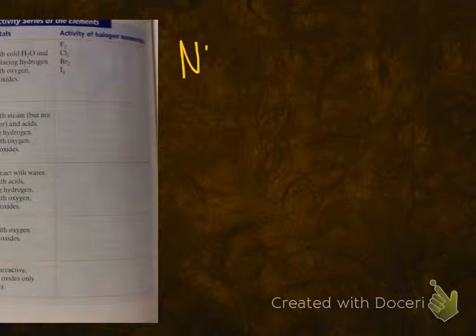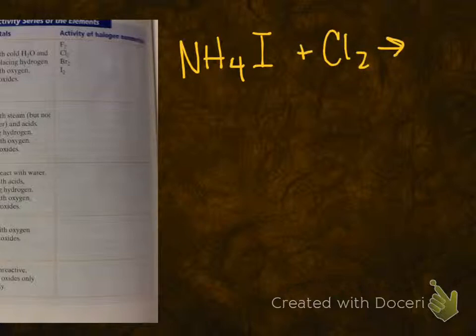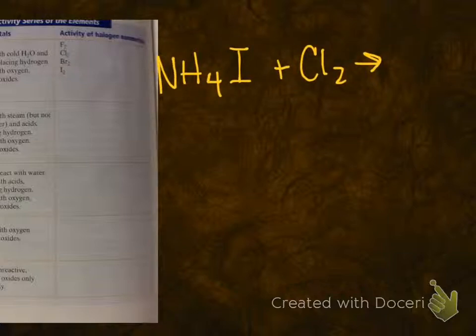So what if we have ammonium iodide? Ammonium halogen compounds are so common. That's why we use them so much. NH4I. And we toss in some chlorine. So the first question is just, will this reaction run? Yay or nay? Yeah, this reaction will definitely run. And so then the next step is predicting our product. So what would our products be?